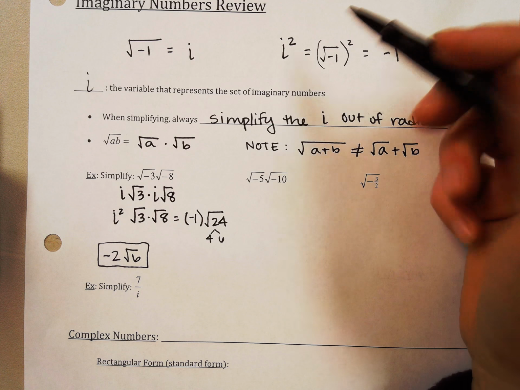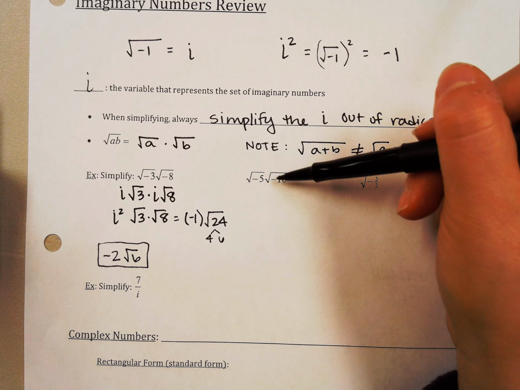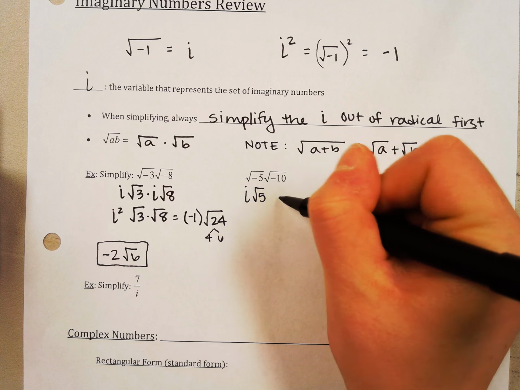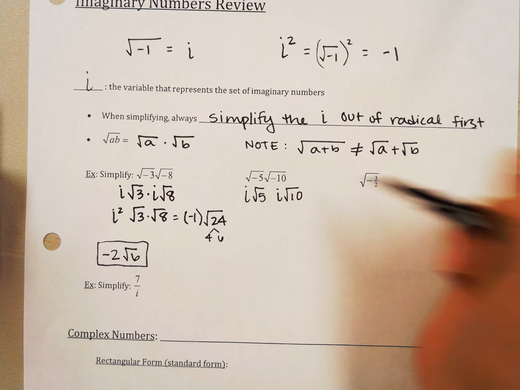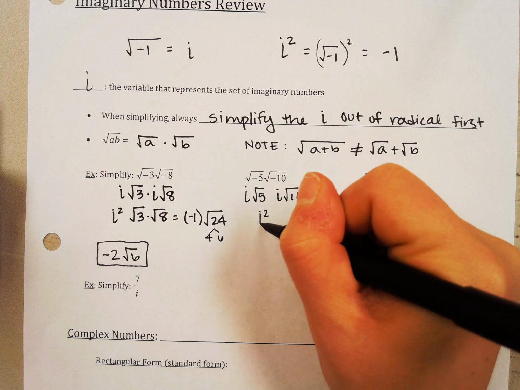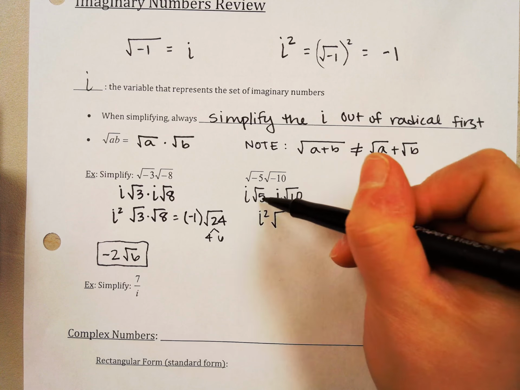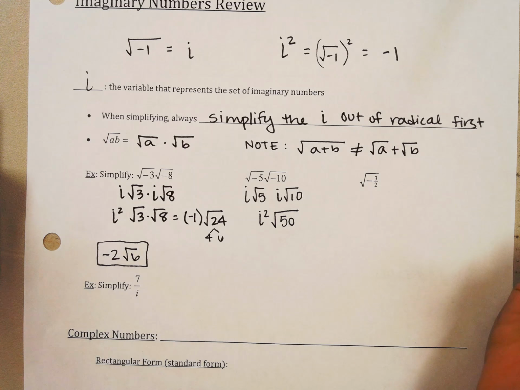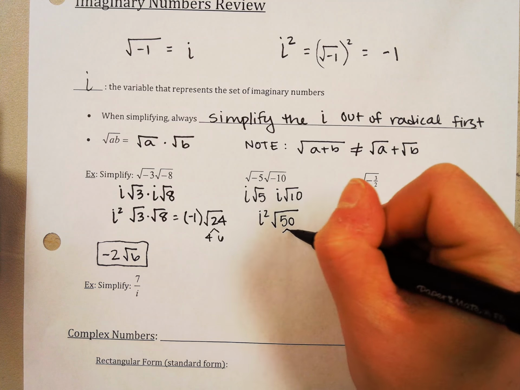Okay, so let's do it again. So we have, again, we're going to pull out the negatives in both these. So I'll have an i root 5, and then an i root 10. So we'll get i squared, and then inside our root, I can multiply those numbers to get 50. And then that's something that I can simplify down.